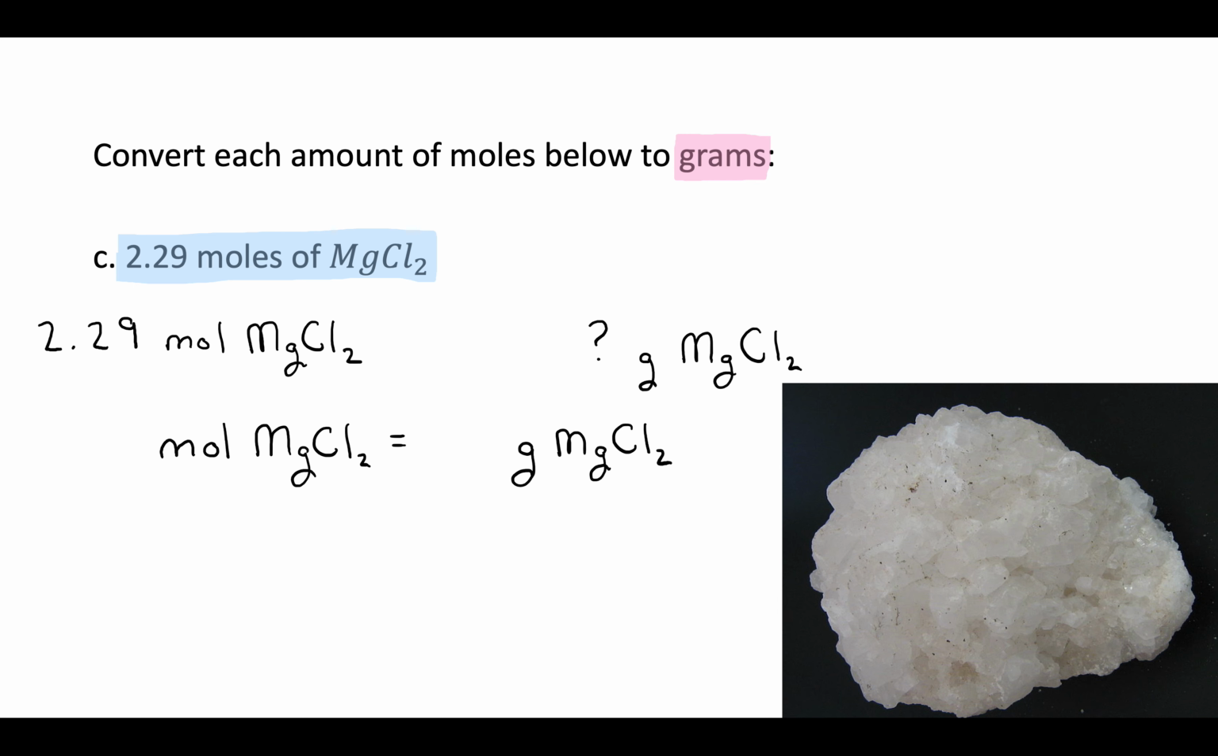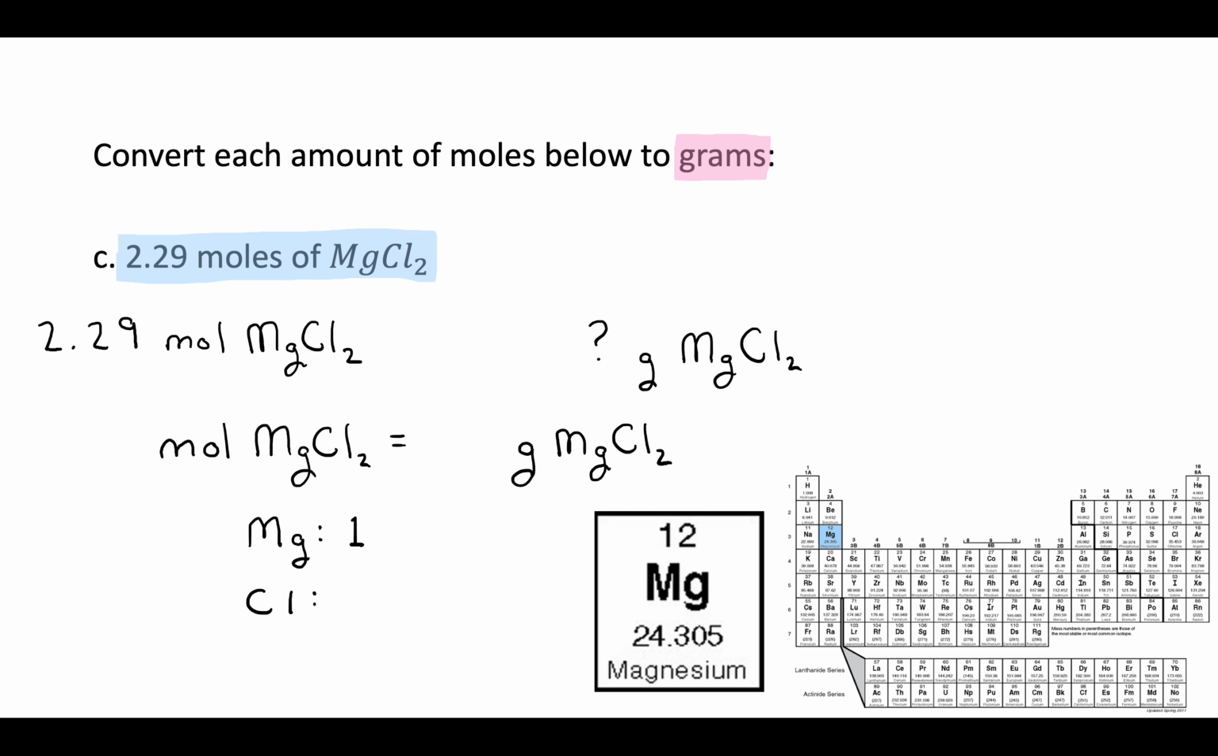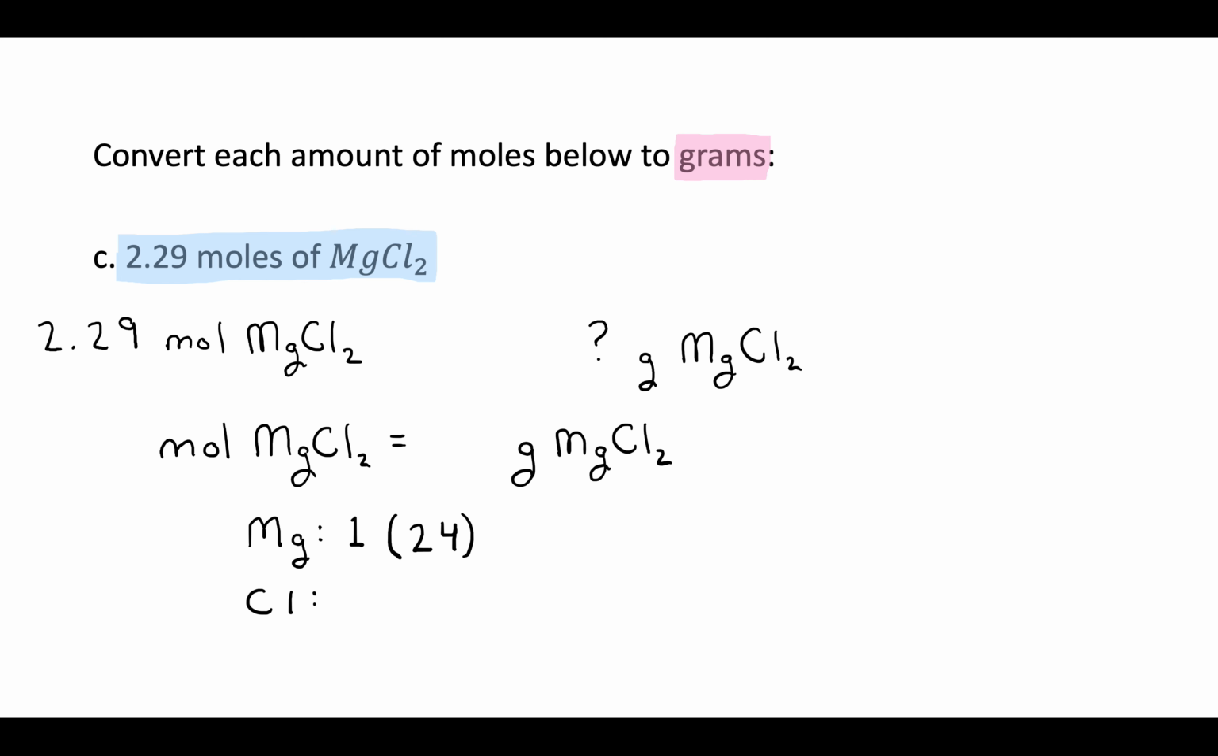Okay, now in this one, we don't just have a single element. We have a compound that's made up of a couple elements and a few atoms. So we're going to keep track of this by writing them separately. We've got magnesium and we've got chlorine. In the compound, we only have one magnesium atom. Now, a mole of magnesium atoms would weigh 24.305 grams. So each mole of magnesium is going to weigh 24 grams. And since we only have one magnesium, it'll be 24 grams coming from magnesium.